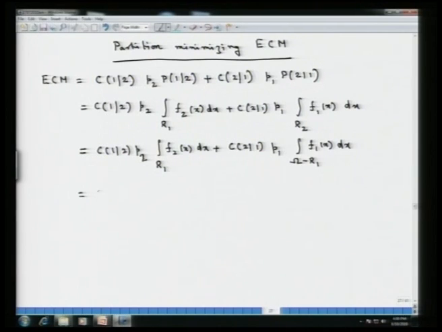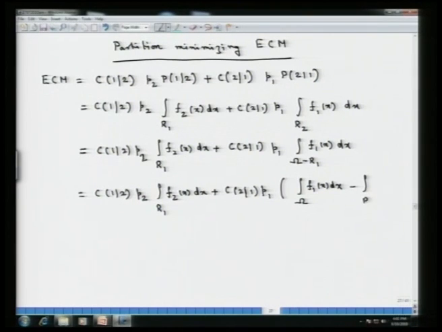So, what we can see from this expression is the following: C1 given 2 into p2 times the integral over R1 of f2(x) dx, plus, now the first integral gets split into two terms, p1 times the integral over omega of f1(x) dx minus the integral over R1 of f1(x) dx. This leads us to the expression written here.